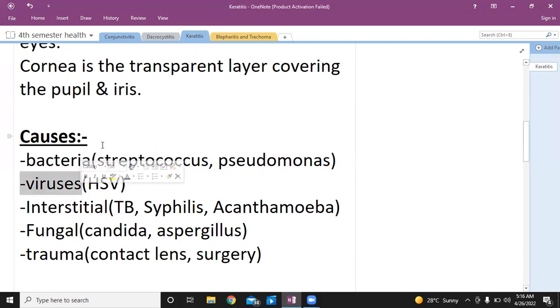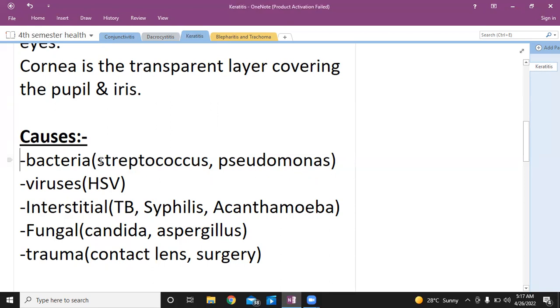Depending upon each of these causes, this is actually a separate lecture. You can have a long debate on just bacterial infection. You can have a long debate on viruses or viral keratitis. You can have a separate debate on interstitial and fungal and all of these causes. But generally, we are going to collect all of this information and make one video, so you have to understand what I'm talking about.